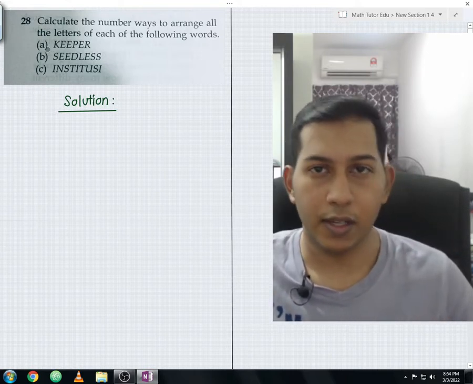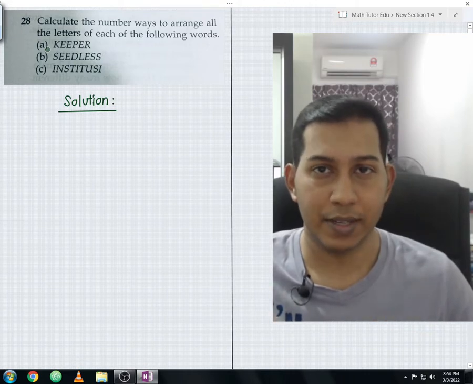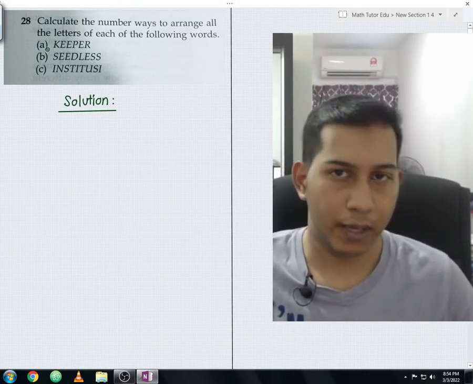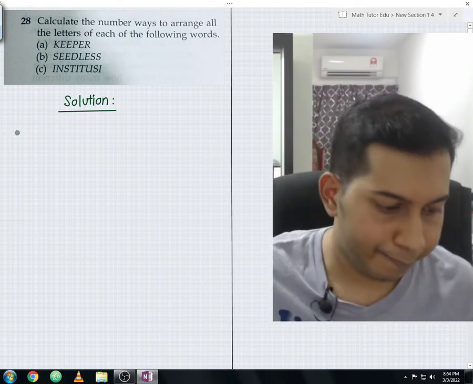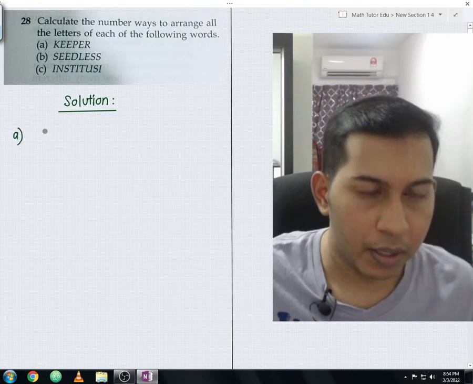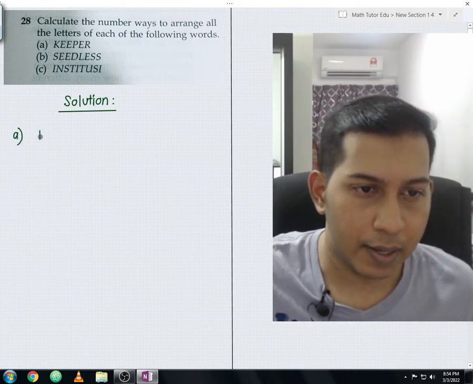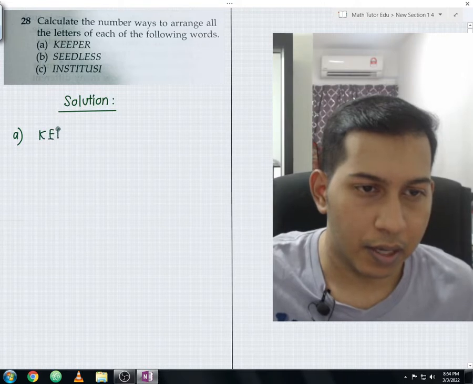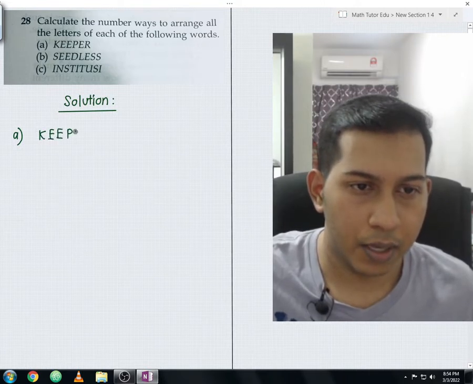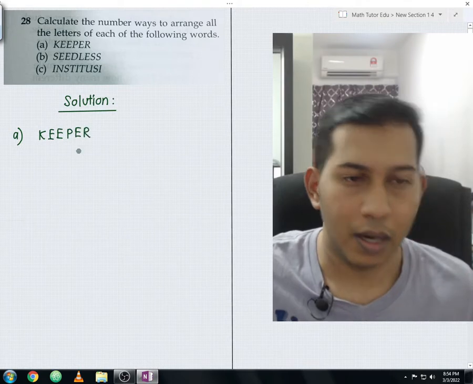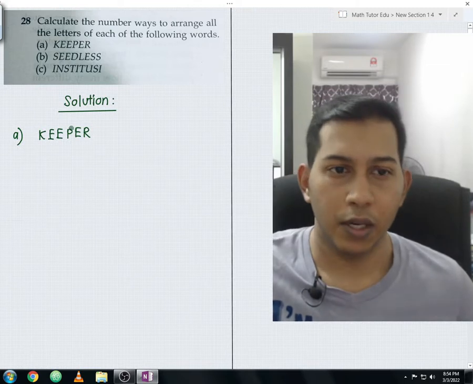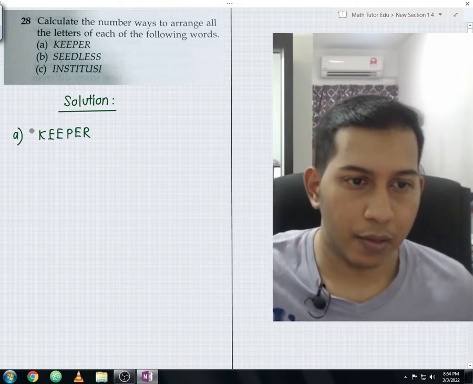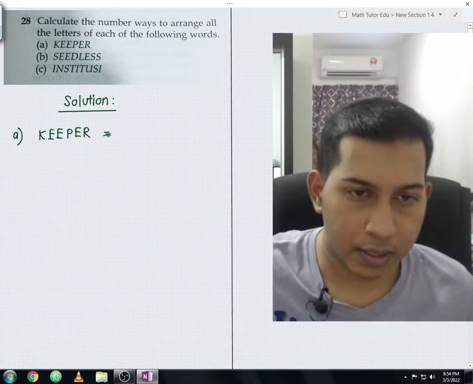So how to solve the question that involves repetition of letters or numbers. Since it is a letter, let's take a look. From here we are handling the word keeper. So let's write it down: K, double E, P, E, R. The first step is to calculate how many letters form the word keeper. So let's calculate together: 1, 2, 3, 4, 5, 6. In total you have 6 letters.